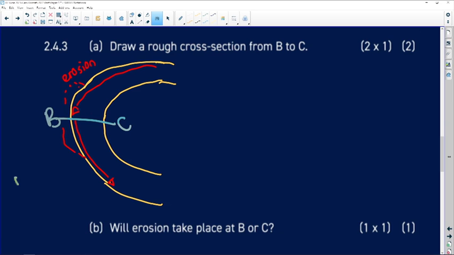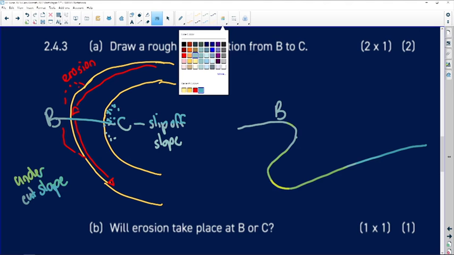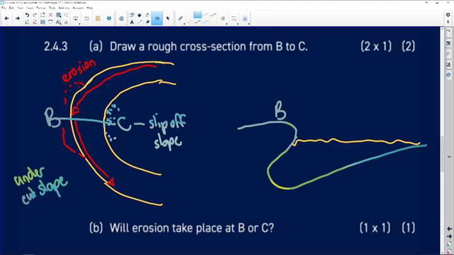And that is known as the undercut slope. On the inside bends, the material that's been eroded is deposited because it flows much slower over there. And that is known as the slip-off slope. Now, to construct the cross section from B to C, this is what it's going to look like. There's B, there's the water, and there's C. So B, the undercut slope, and C, the slip-off slope.